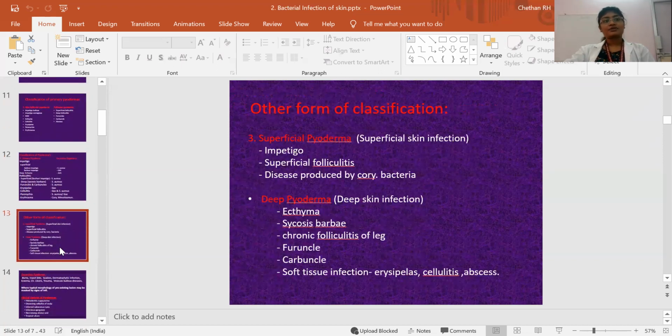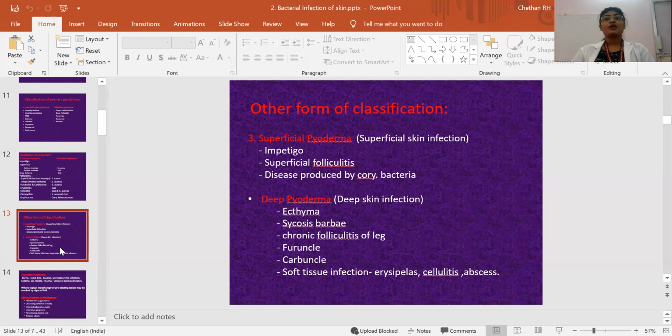Next, other forms of classification. Superficial pyoderma, that's superficial skin infection, which includes impetigo and superficial folliculitis, and the disease is produced by Corynebacterium bacteria. Deep pyoderma, which is the deep skin infection, includes ecthyma, sycosis barbae, chronic folliculitis of leg, furuncle, carbuncle, and soft tissue infections like erysipelas, cellulitis, and abscess.